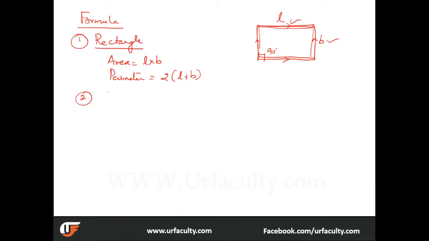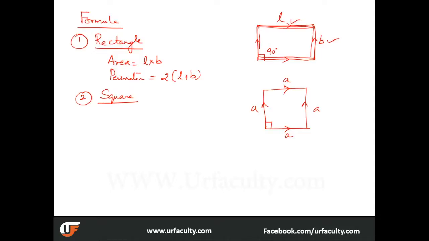Number 2, square. A square is like a rectangle where the opposite sides are parallel to each other and the opposite sides are equal. Sorry, all the sides are equal here. So the most important thing is all the sides in the case of a square are equal, and they form 90°.